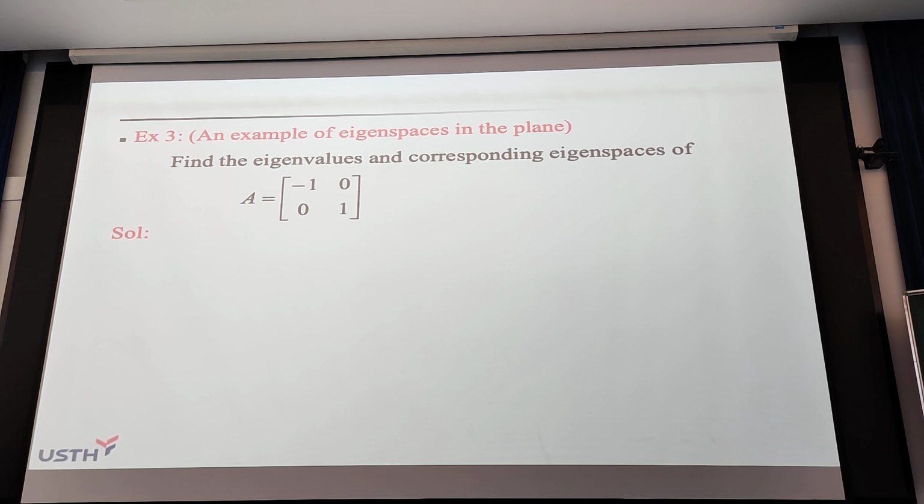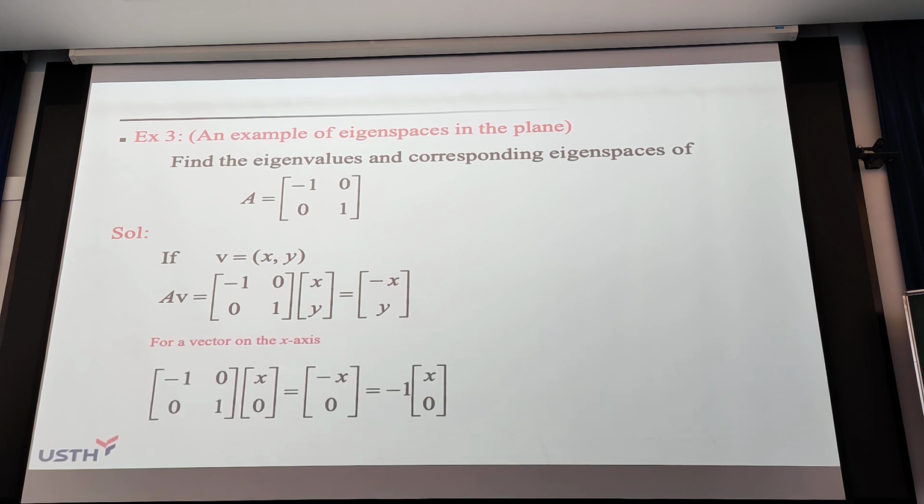Some weeks ago, we already studied eigenvalue and eigenvector, and we know how to find them. But now, more than that, we are required to find the eigenspace. By definition, if a vector v has coordinates x and y, we multiply A by v, and we get minus x, y.